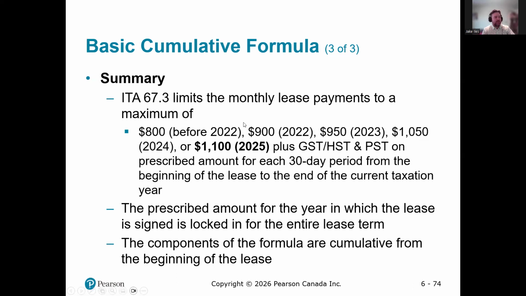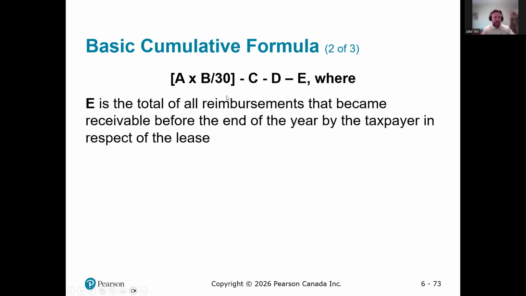I think the cumulative formula sounds complicated, but it's pretty straightforward. If you have a monthly lease, this B over 30 is very easy to calculate. I've had the lease for 8 months, so my prescribed rate times 8 months.